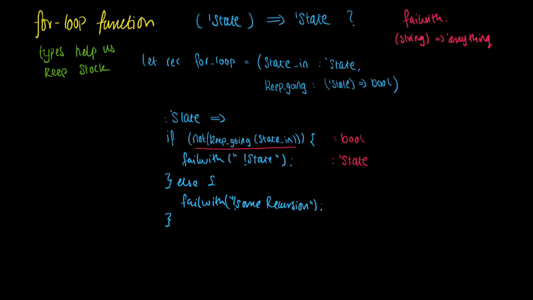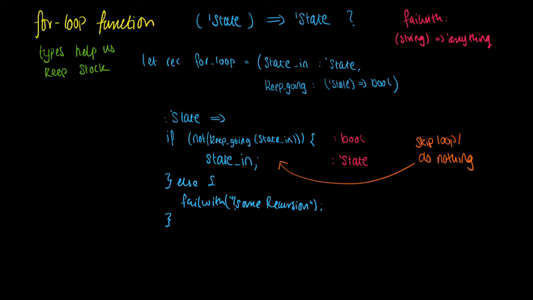That means we know that both fail with some state and fail with some recursion must also have type state from our rules before. Taking stock, all we really have is state in and keep going, and of those, only state in has the right type, so we don't really have other meaningful choices, and so we put that in. If you consider that we just skip over the for loop and do nothing if the keep going condition is false, this is exactly what we want.